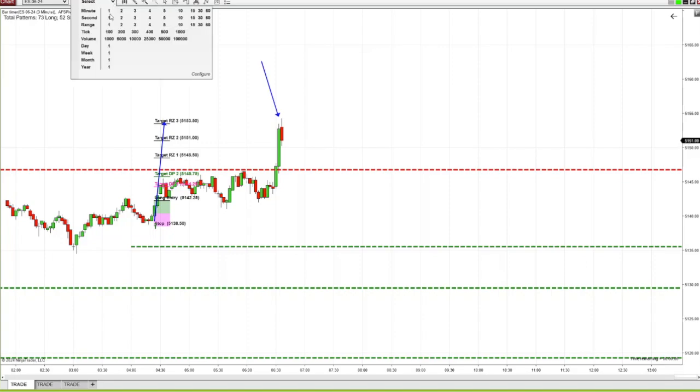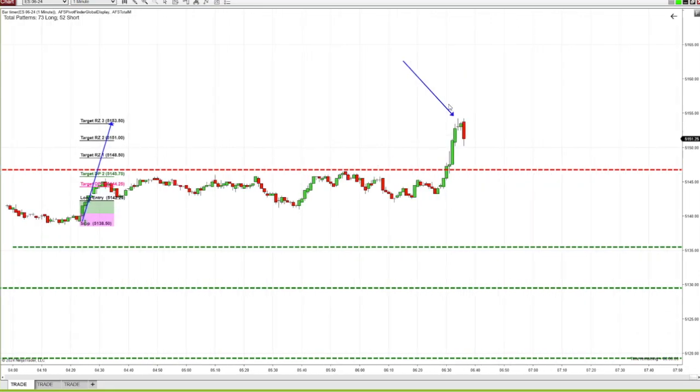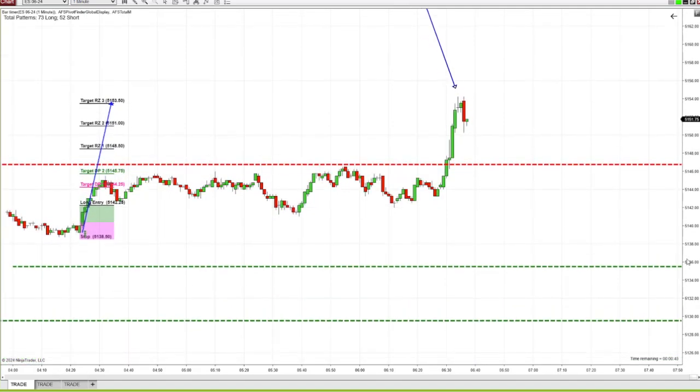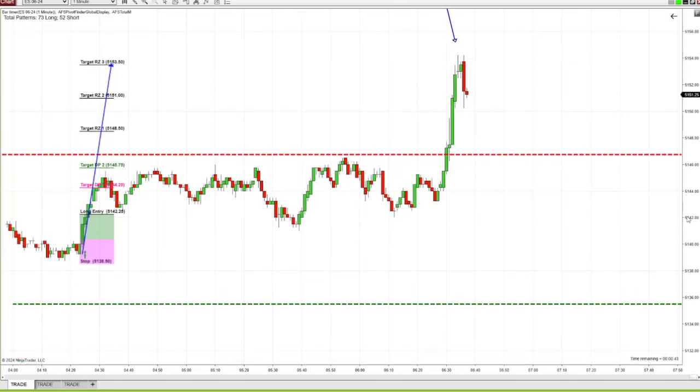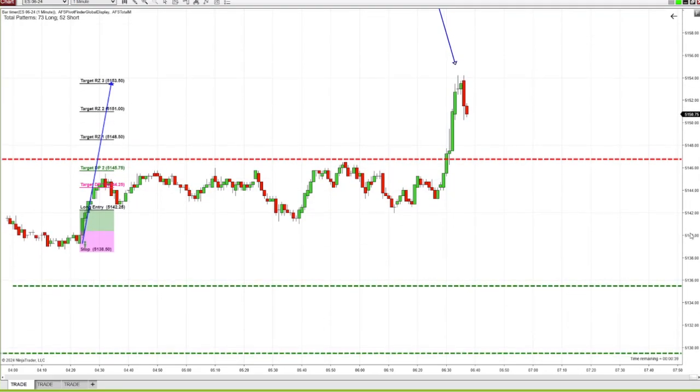We need this pullback to pick up steam. RZ is reversal zone. Price already collapsed 5 points. We need the move drastically bigger. We need the price to collapse and crash to this level. If you choose to short, you're trading against institutions. And that's ultimate precision with Alpha Fibonacci software for NinjaTrader 8.